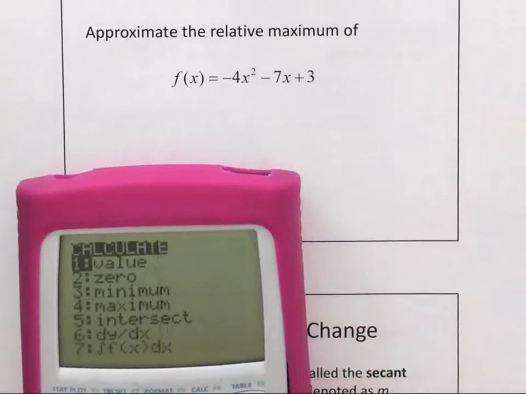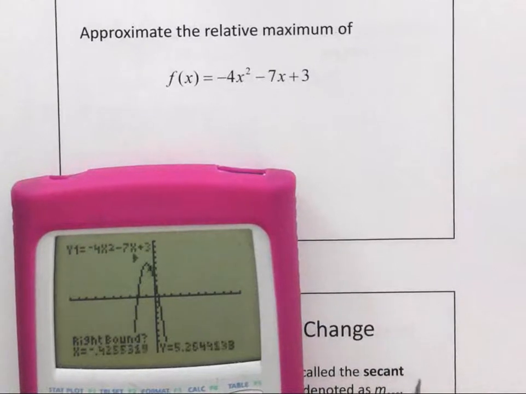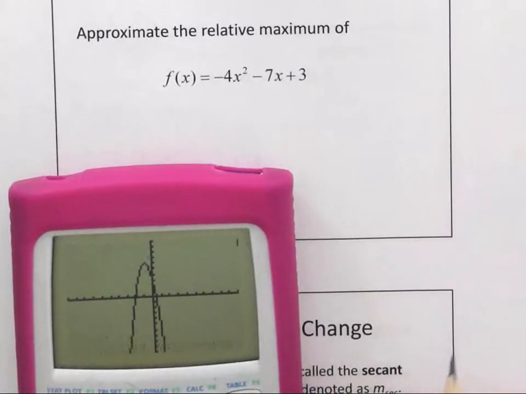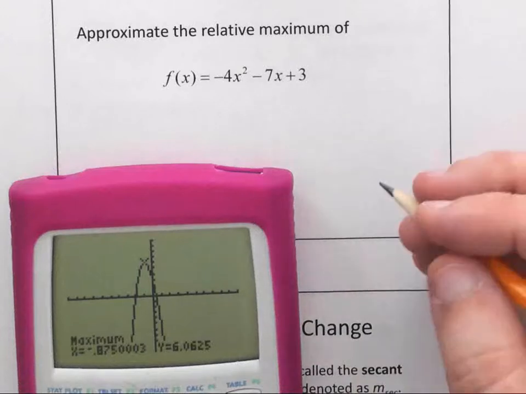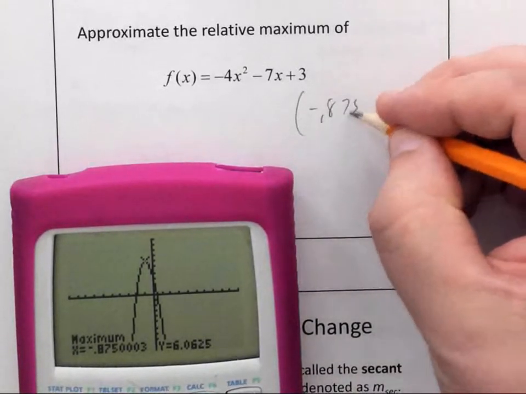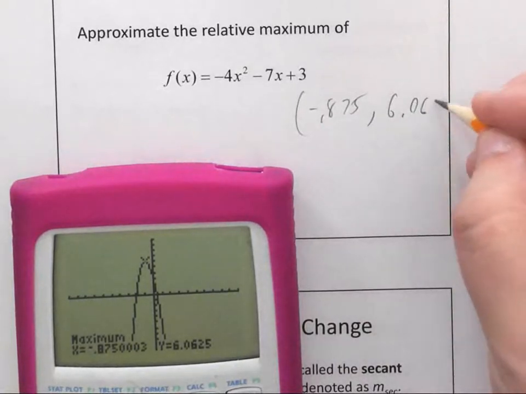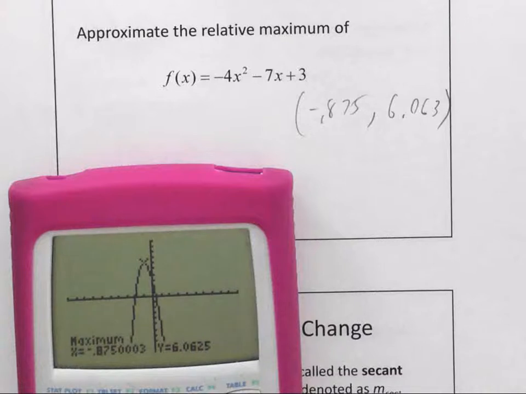So if I want to find the max of that, again, I'm just going to do second calc. Left, right, middle. Your maximum occurs at approximately negative 0.875 and 6.063, roughly. Not too bad overall.